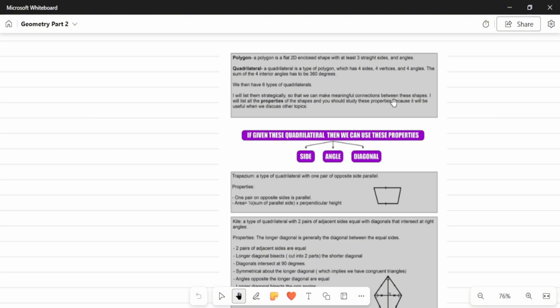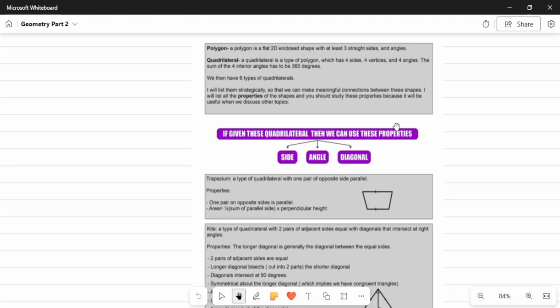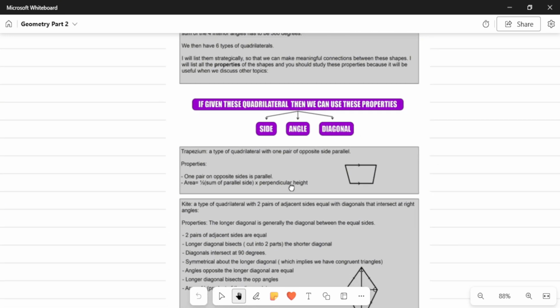Right, so let's understand what these 6 are. I will list them strategically so that we can make meaningful connections between these shapes. And I will list all of the properties of the shapes, and you should study these properties because it'll be useful when we discuss other topics. Now, let's understand these properties. And you have to understand, this is extremely important. I do not want to jump to theorems if you do not understand these properties.